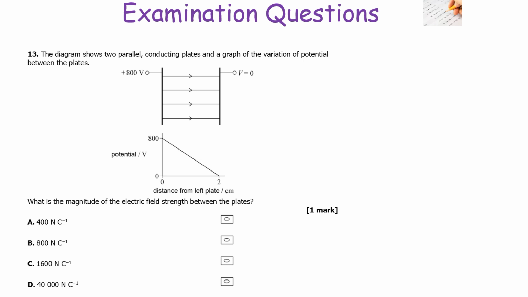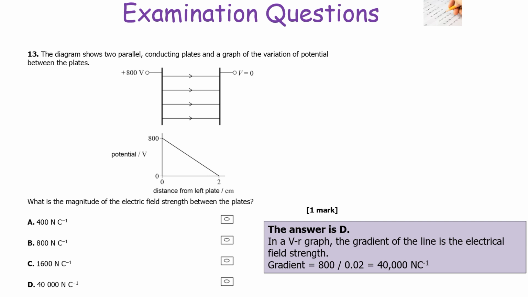Right, you should be aware that in a VR graph, the gradient of the line is the electrical field strength. So when you're using our VR graph, we can work out our gradient because it's going to be the change in y, which is 0 to 800, divided by the change in x, 0 to 0.02, because we're working in meters, remember, and the graph is given in centimeters. So therefore it's 800 over 0.02, which is 40,000 newtons per coulomb.